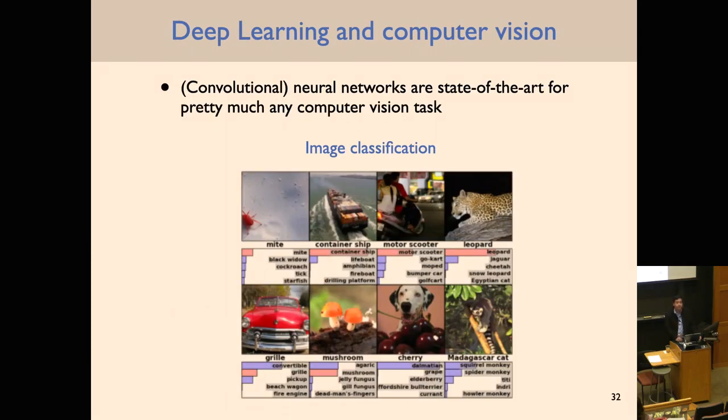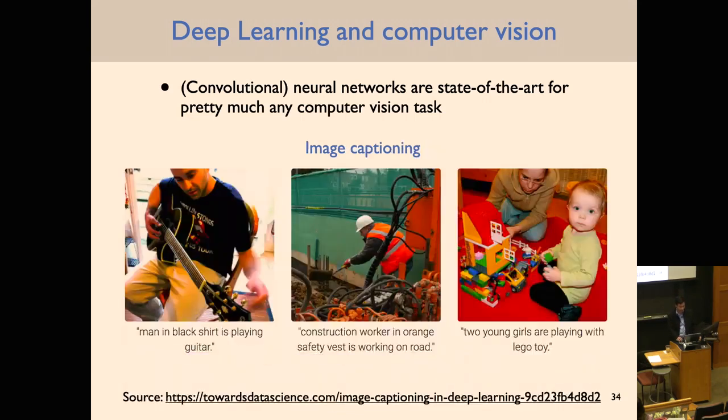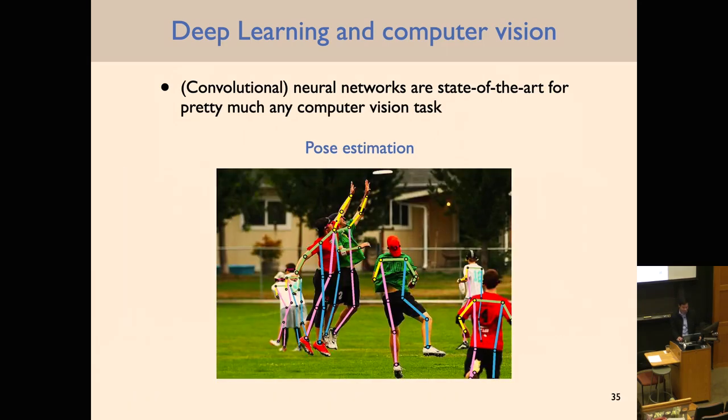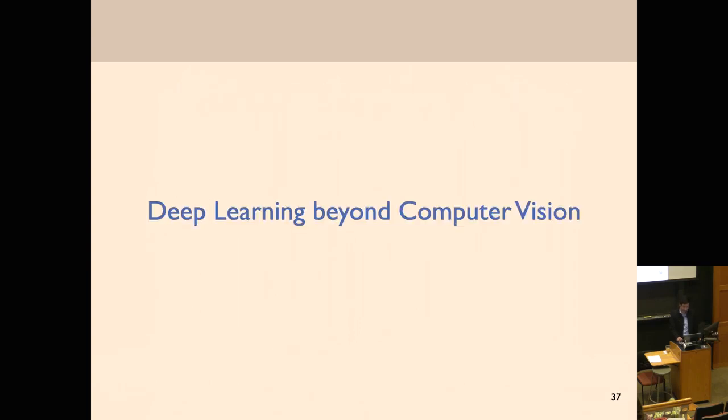So yeah, CNNs are, like I said, pretty much state-of-the-art for all or most computer vision tasks. So image classification, semantic segmentation, so looking at each pixel and saying, is it a road or a pedestrian or a bicycle or so on. Image captioning. I guess image captioning is a bit different because there's a language component, and nowadays, like I mentioned, transformers are taking over there. Pose estimation, which is important for robotics, and many, many other computer vision applications.